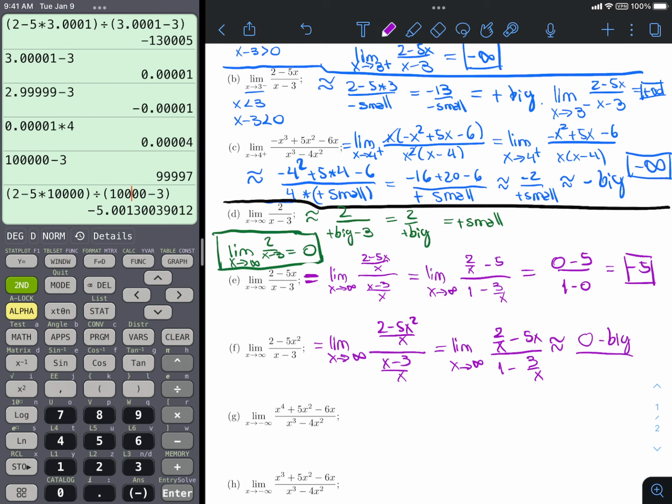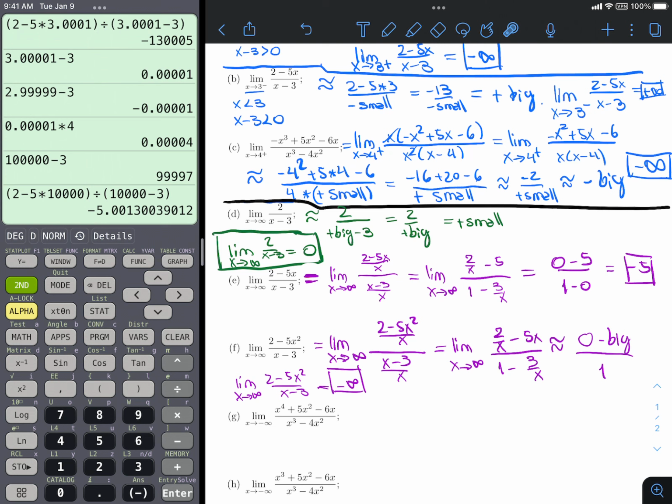over 1 minus something small, right? Minus something very small, so that's just about 1. So since the answer there is something very, very big and negative divided by 1, I expect that the limit as x goes to infinity of (2 − 5x²)/(x − 3) to be minus infinity. That's my answer.